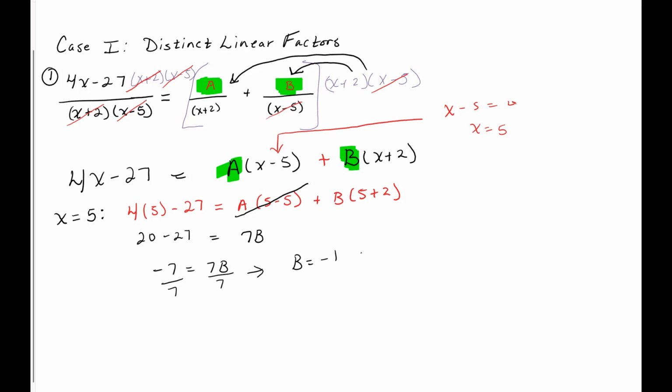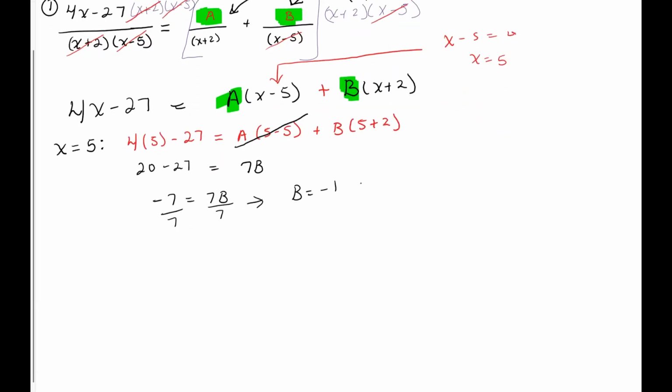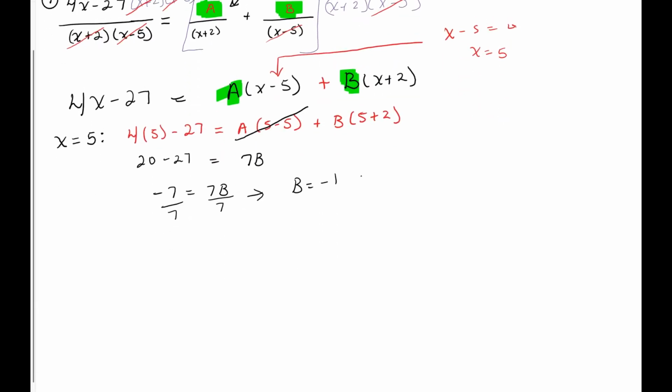But what we're going to do next, and let me give myself a little more writing room here, is actually solve for a. If I'm solving for a, I need to pick another wise choice. Well, let's take a look at this one, for example. x plus 2 equals 0, so x equals negative 2. So a wise choice for x will be, you guessed it, negative 2. So x equals negative 2 is my next wise choice.